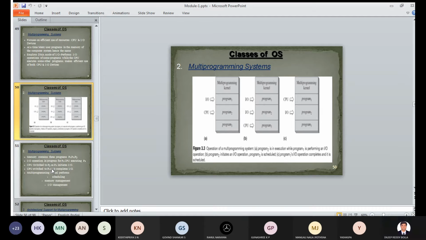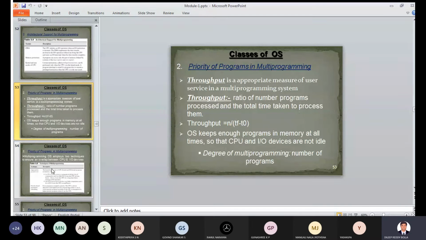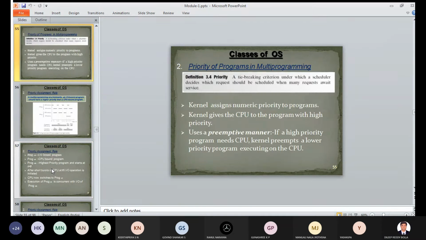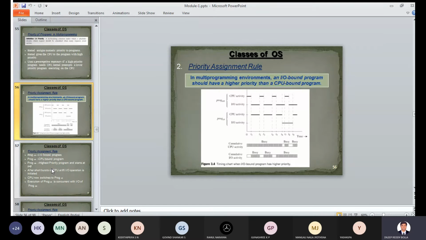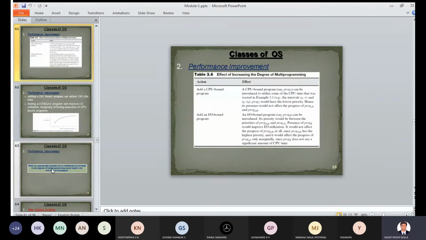Is that clear? If you see this diagram, here we have three parts, A, B and C. The three of them illustrate the operation of a multi-programming operating system. We have discussed how the operation is performed in multi-programming, and it is done to improve the throughput. And we can allocate the priority for this.